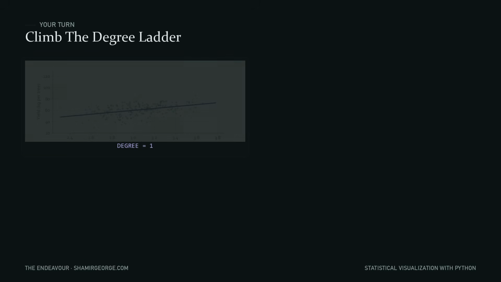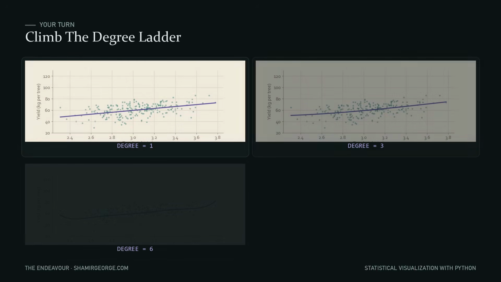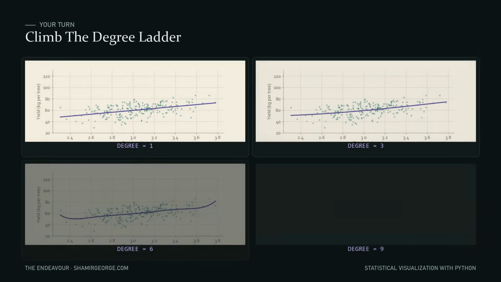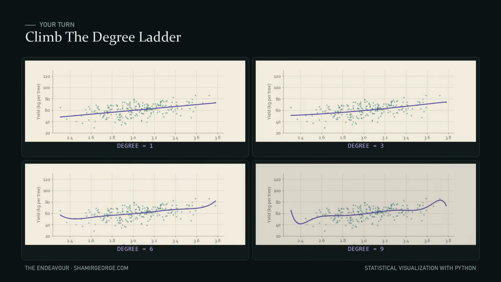Step through the ladder yourself. Degree 1, 3, 6, 9. 1 is a clean straight lean. 3 adds a gentle bend, still plausible. 6 starts to wander between clusters of points. And 9, well, it whips into the sharp, implausible arc you just saw.